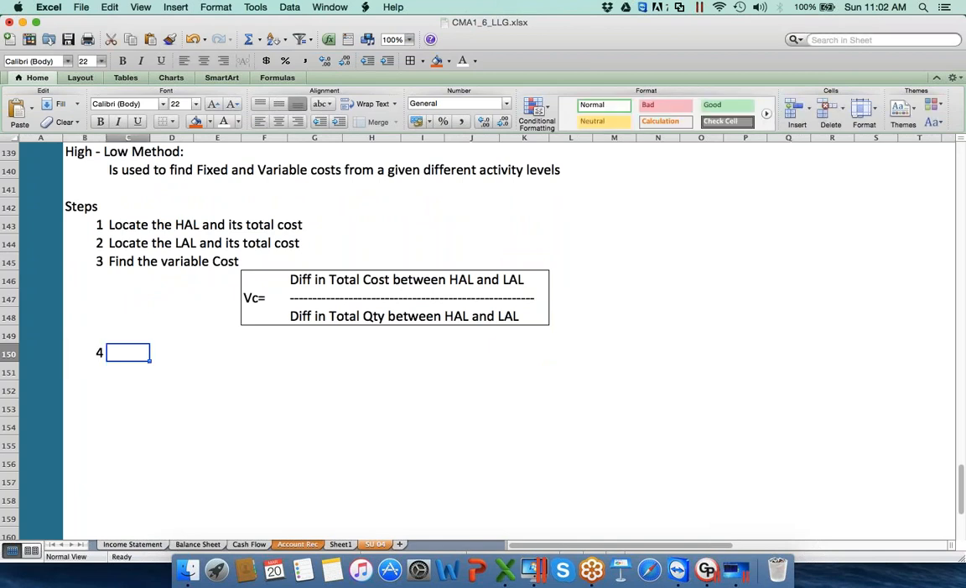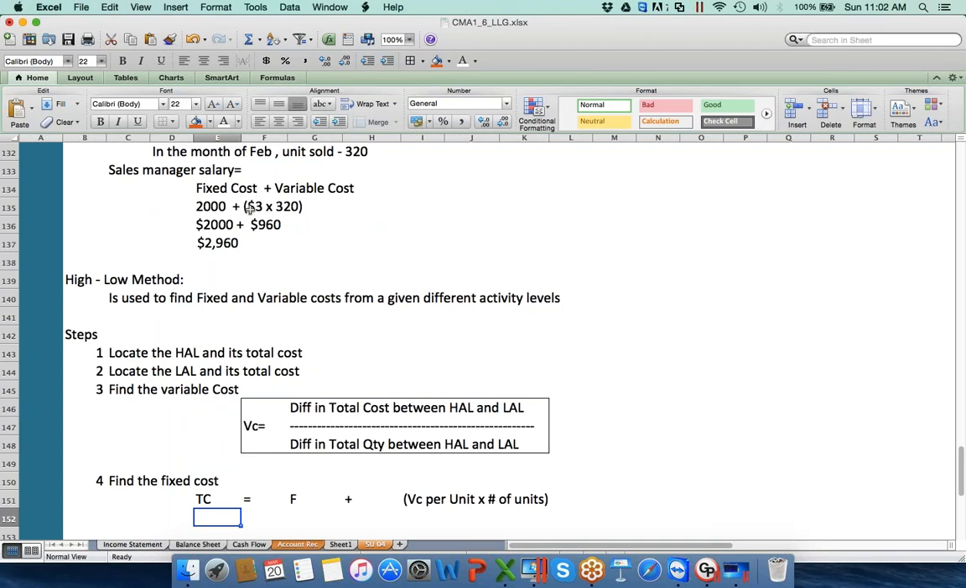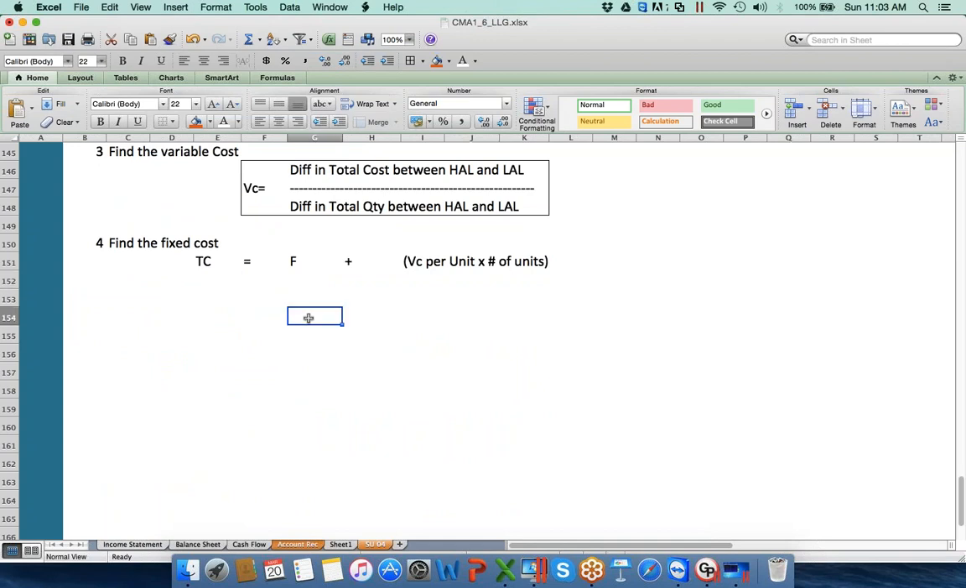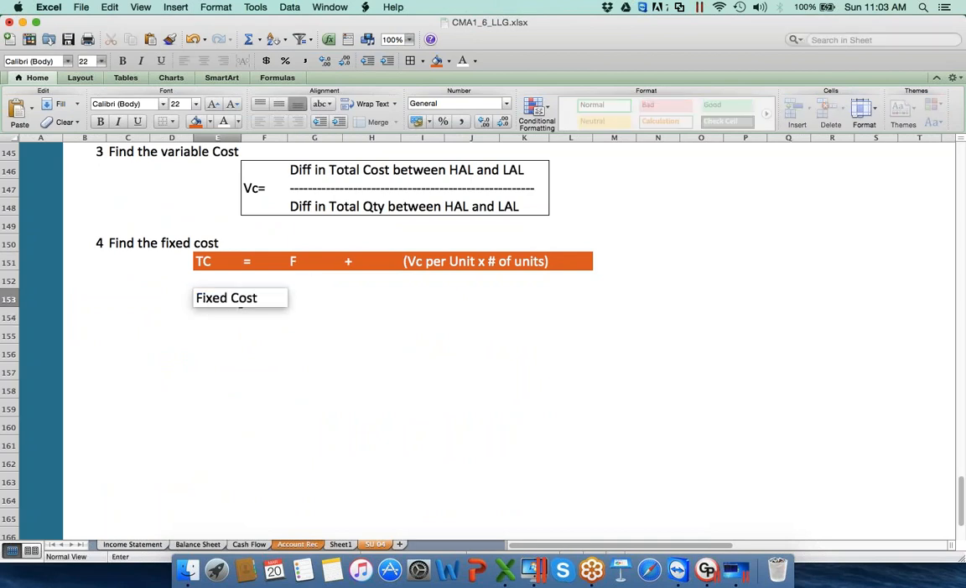The fourth step is to find the fixed cost. How do you find the fixed cost? We know that total cost equals fixed cost plus variable cost per unit times number of units, like the previous example I gave you. From this equation, we have to find the fixed cost. So fixed cost equals total cost minus variable cost per unit times number of units. Using this information, you need to find out the fixed cost.